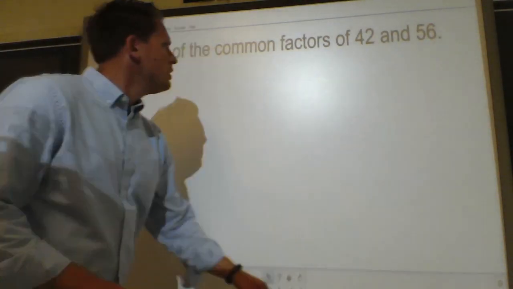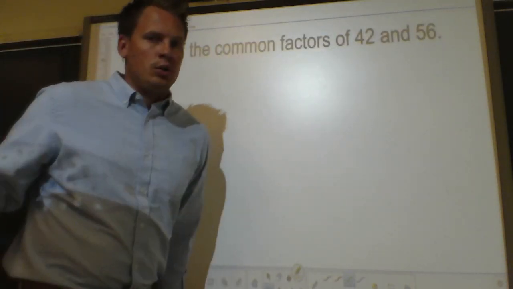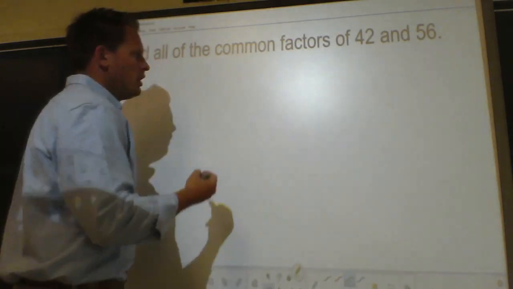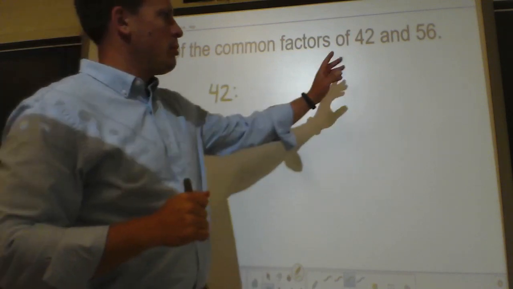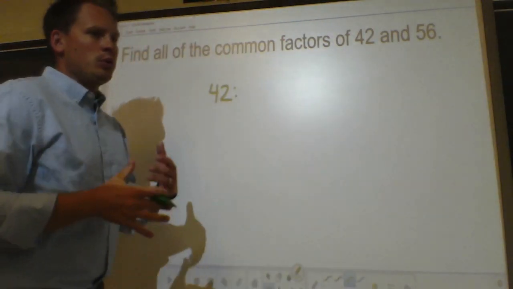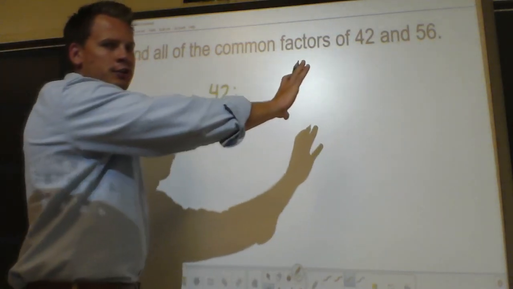Last one, maybe? Yes, last one. All right, so again, same idea. If you think you know what you're doing, pause it, do it on your own. Try it out yourself. We're getting to some bigger numbers here. The factor rainbow is very important to make sure that you get all the factors of each number.